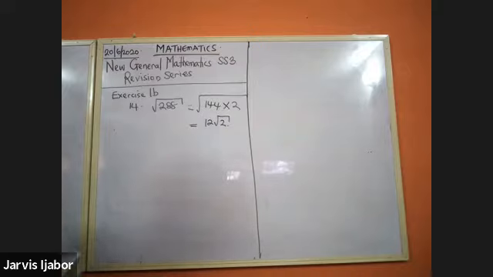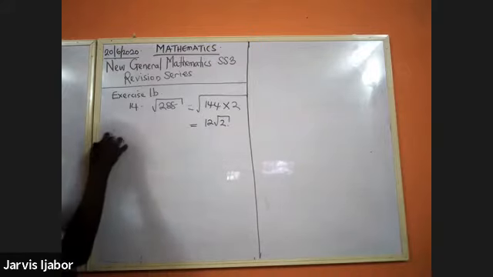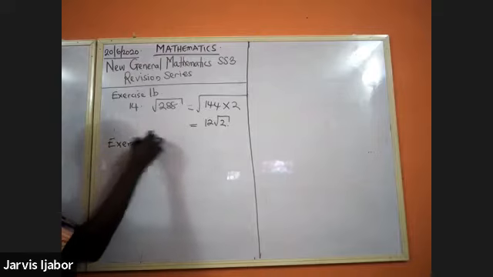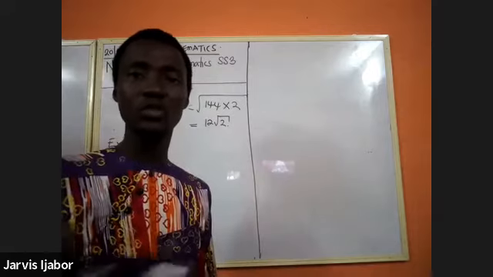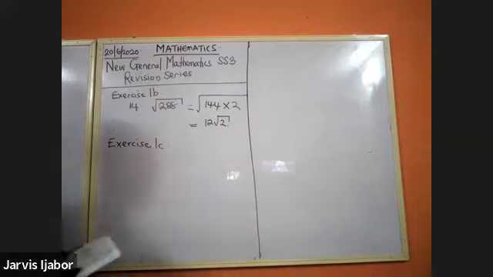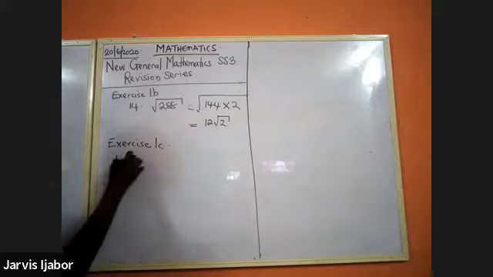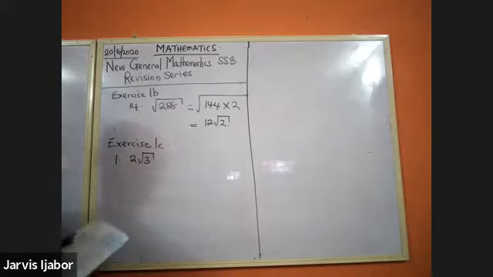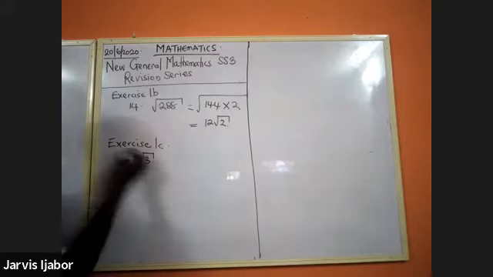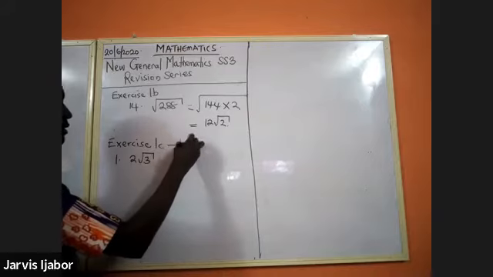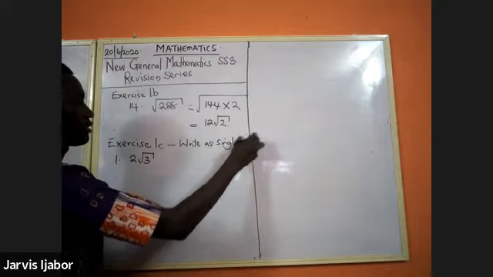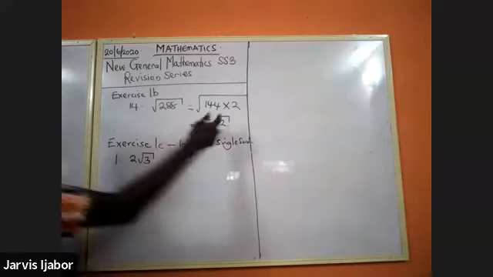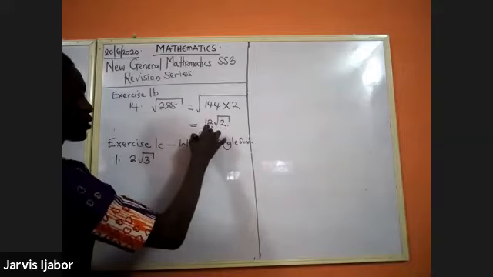Now, exercise 1C. Exercise 1C is even easier. So I would advise that you take out time later and solve some of the questions on your own. Now look at that. I'll take number 1, 2√3. How do you handle this? Usually we write a single SURD. What we're trying to do here is to write this as what are called basic SURDS.